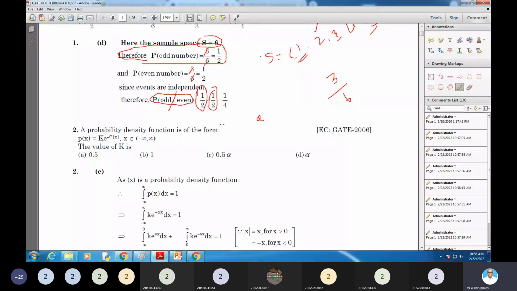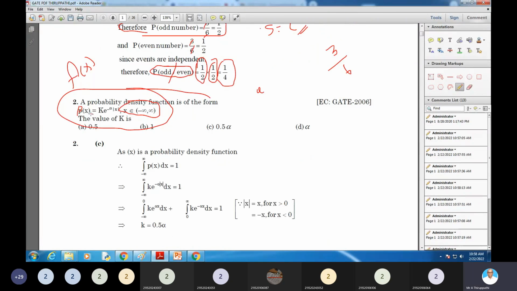So the answer is equal to 1 by 4. Now, the probability density function f of x is given. In a continuous case, it is generally denoted by f of x, but here p of x is given. The limit is x belongs to minus infinity to plus infinity. Find the value of k.